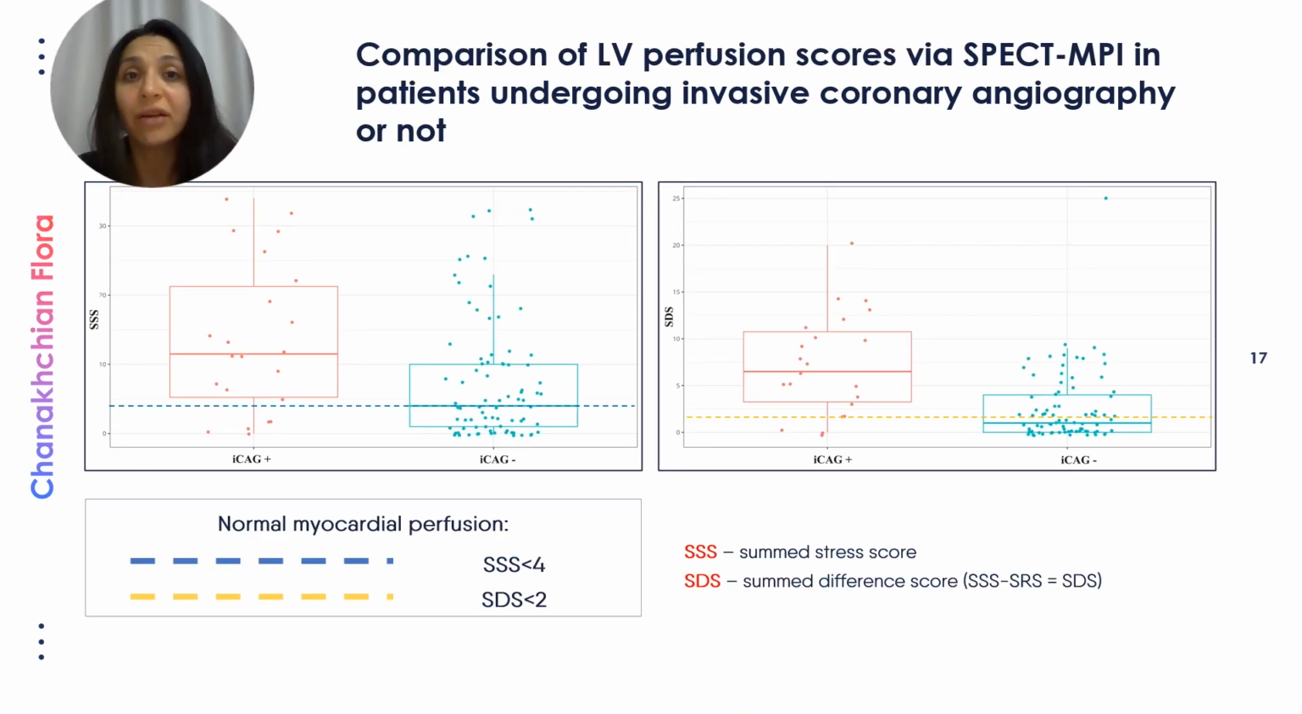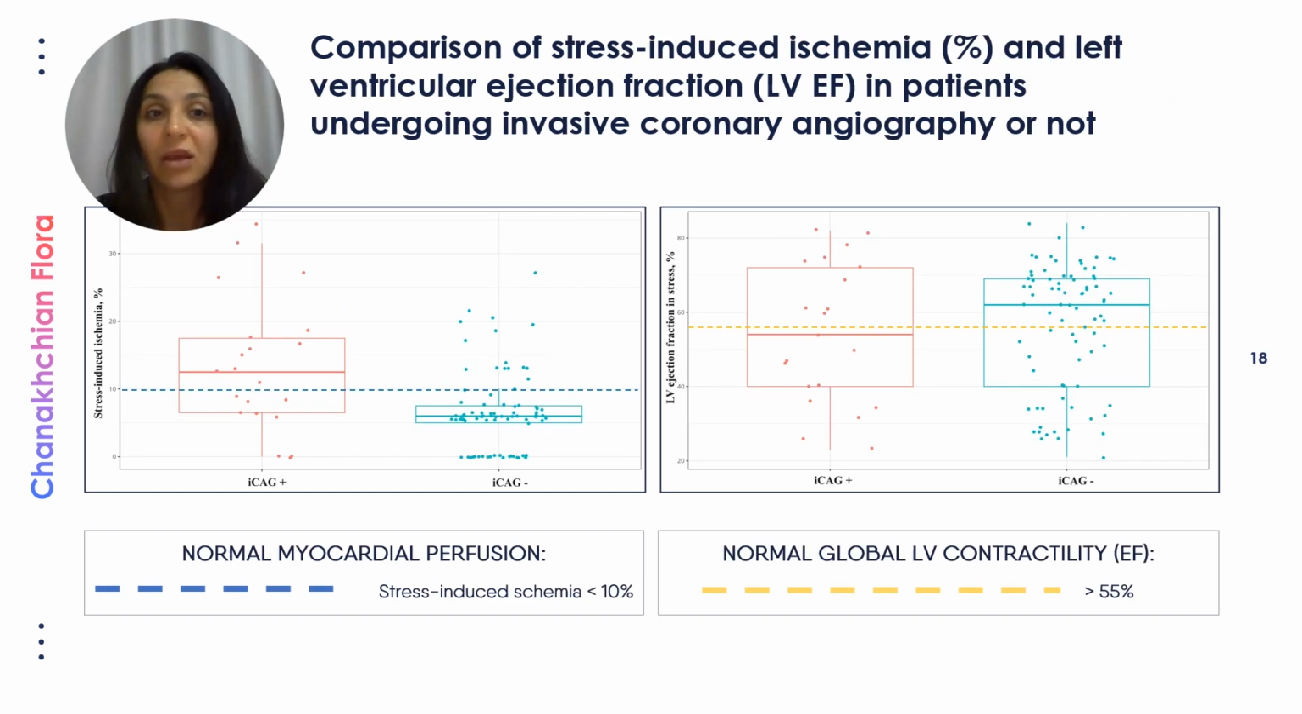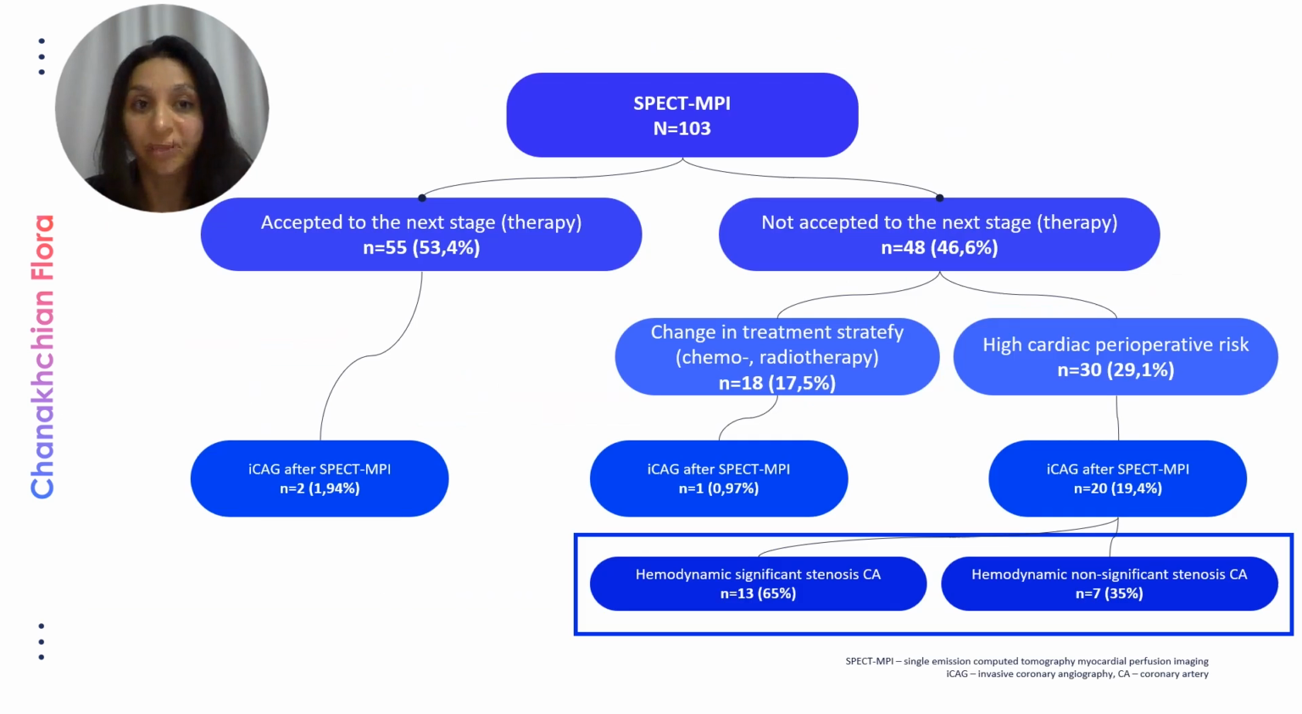We compared semi-quantitative parameters in patients in whom invasive coronary angiography was made and was not. The summed stress score and summed difference score, representing total myocardial ischemia and infarct, are significantly higher in patients in whom invasive coronary angiography was made. Similarly, the extent of stress-induced ischemia was higher and the left ventricular ejection fraction was lower in the above-mentioned patient subgroup. Of 20 patients, in 13 there was a hemodynamically significant stenosis of coronary arteries on invasive coronary angiography.